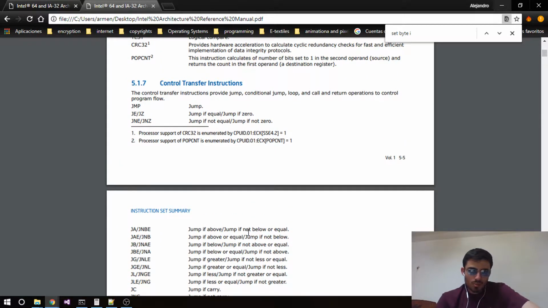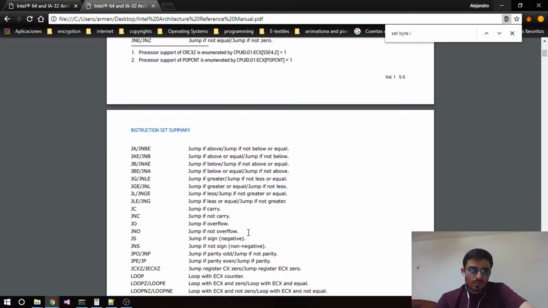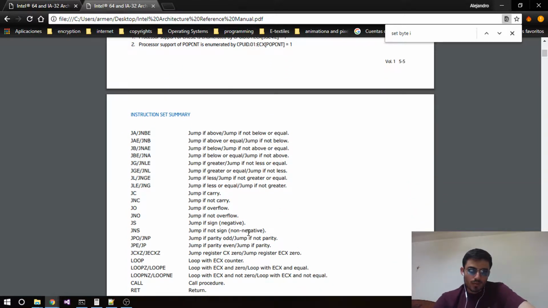So we have jump if equal, or jump if zero, that's the same. Jump if not equal, jump if not zero. Jump if above, jump if not below or equal. Jump if above or equal, jump if not below. Jump if below, jump if not above or equal, jump below or equal.